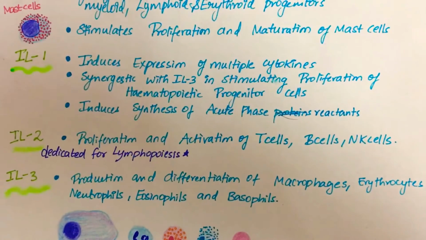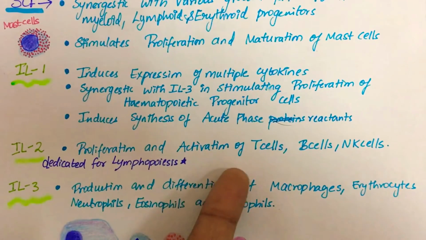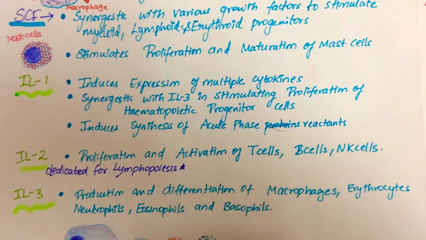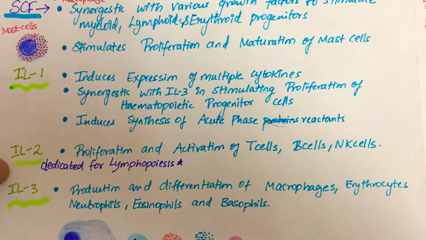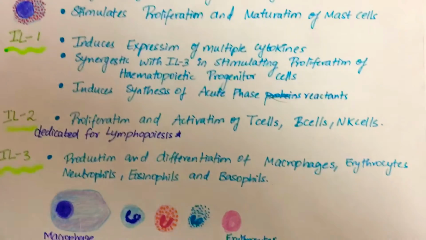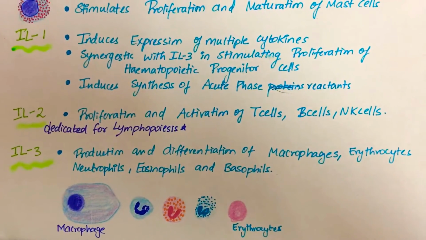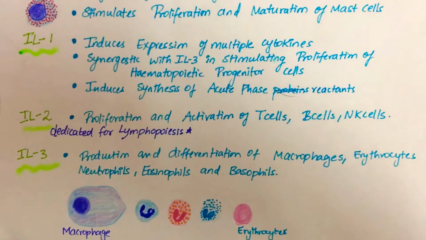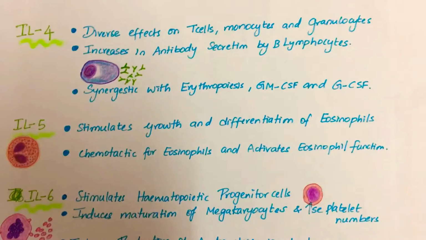And coming to interleukin 2, it enhances the proliferation and activation of T cells, B cells, and NK cells. This interleukin 2 is dedicated to lymphopoiesis. And coming to interleukin 3, it enhances the production and differentiation of macrophages, erythrocytes, neutrophils, eosinophils, and basophils.